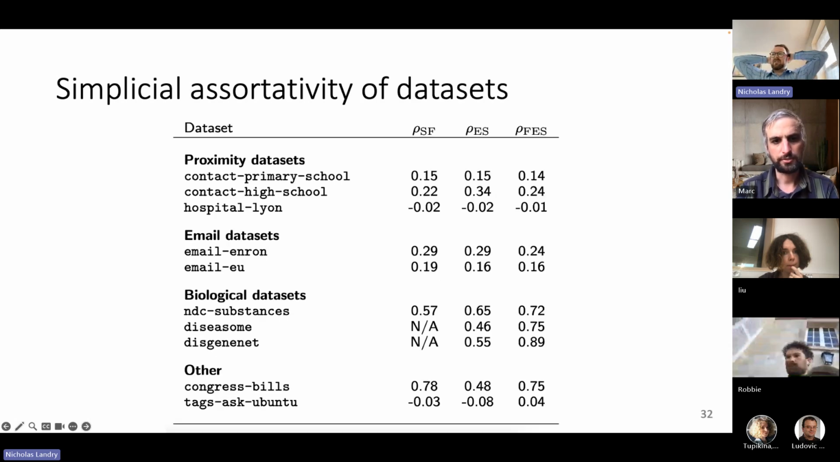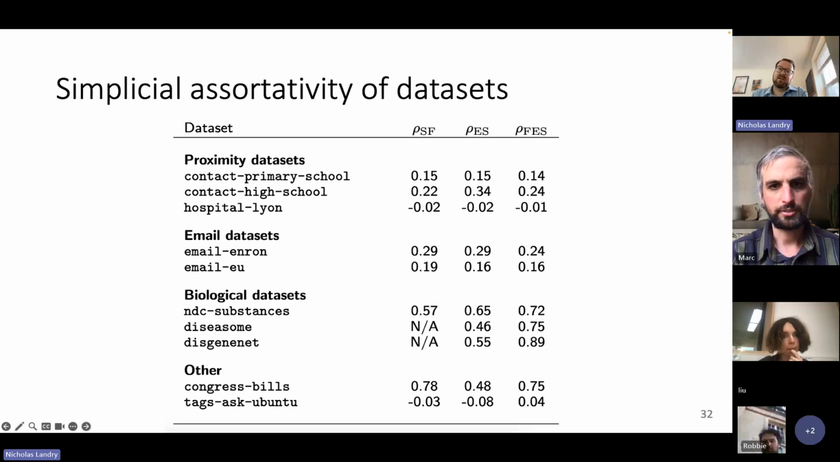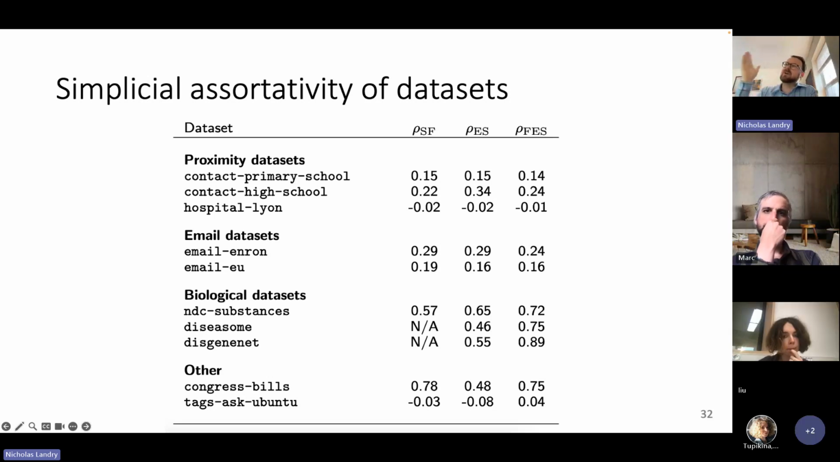And if we do that, we get this basic set here, where we've got 3 different measures of simplicial assortativity. And I just want you to notice that there are varying degrees of simplicial assortativity. For hospitals, we see slightly negative or 0 values of simplicial assortativity, so it's basically uncorrelated. But for some, like NDC substances or Congress bills, they're very correlated. So simplicial neighborhoods are very correlated with one another.